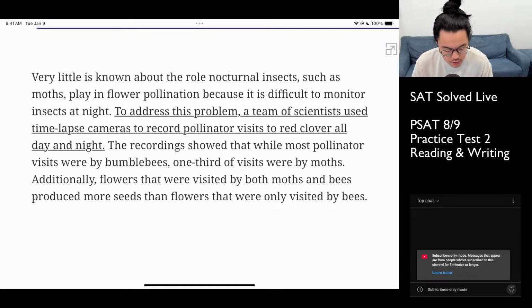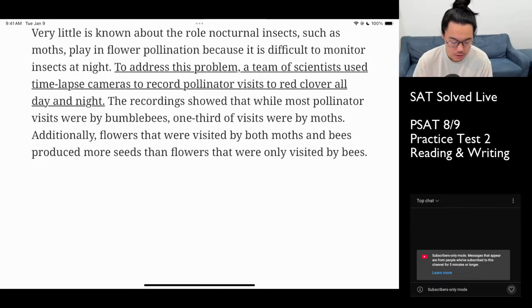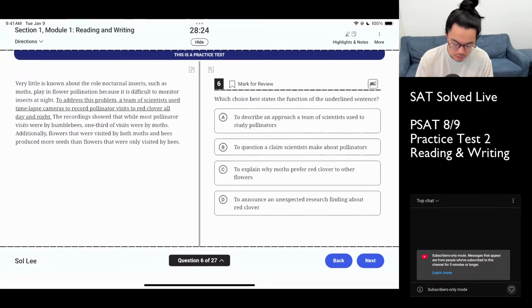All right, next question. This is also part function question. Very little is known about the role that nocturnal insects play in pollination. There's a relationship. Because it's difficult to monitor them. To address this problem, we have a new methodology. So this describes a methodology that solves the problem beforehand.